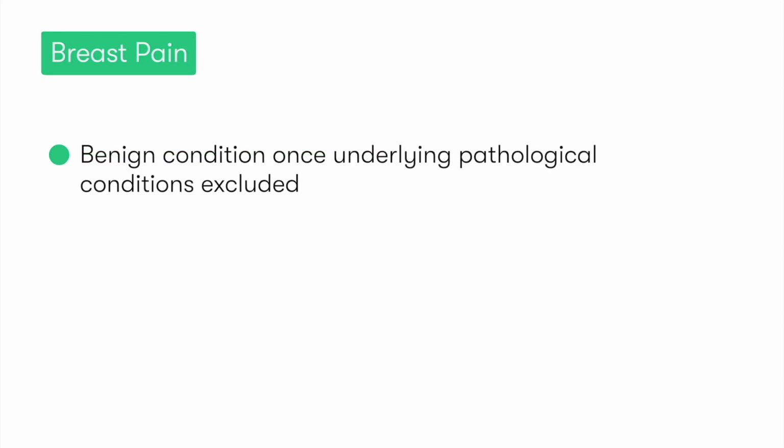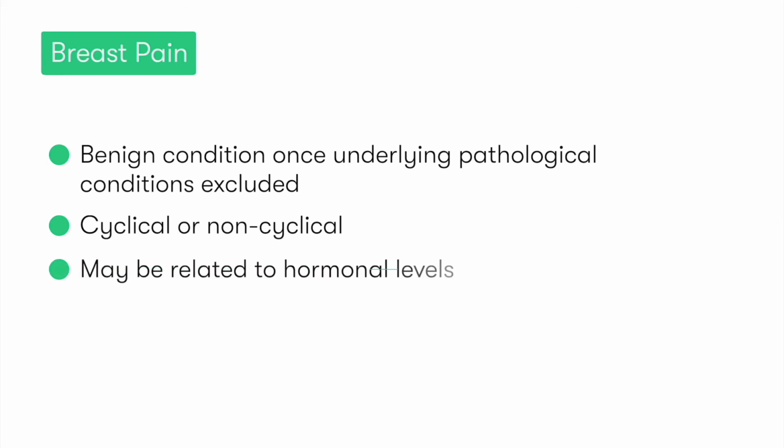Our final ANDI is mastalgia, or breast pain. This is regarded as a benign condition once we've ruled out the presence of any underlying pathological conditions that may be causing the patient's symptoms. Mastalgia may be cyclical, with fluctuations in the severity of the pain, or it may be non-cyclical, with more persistent and consistent symptoms. The presence of breast pain may be related to hormone levels, and it's not uncommon for the symptoms to fluctuate and follow the normal menstrual cycle of hormonal changes.